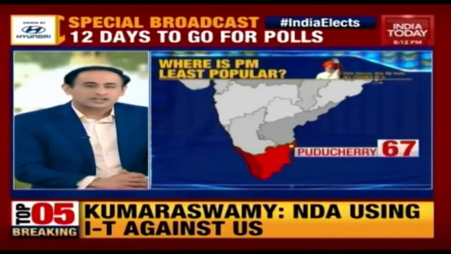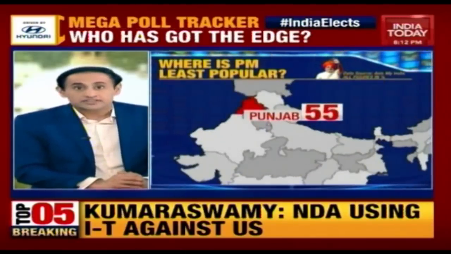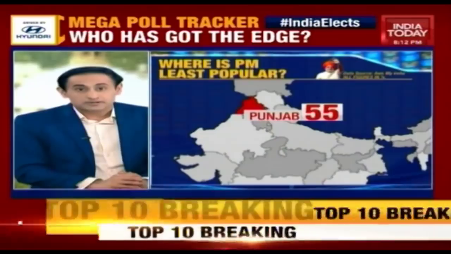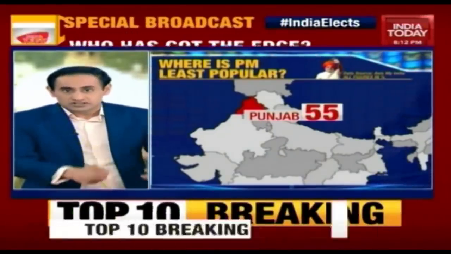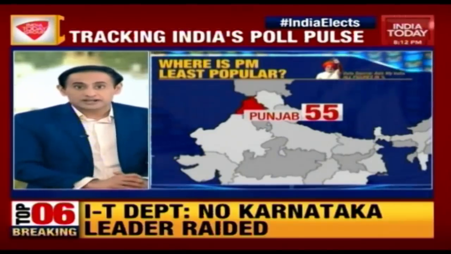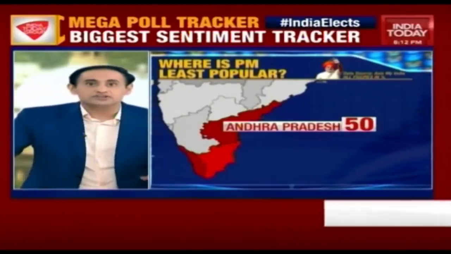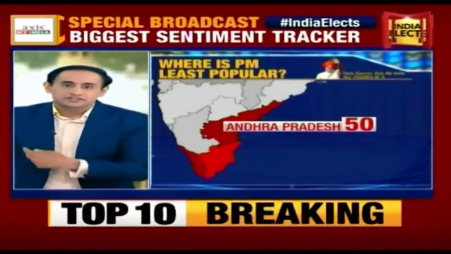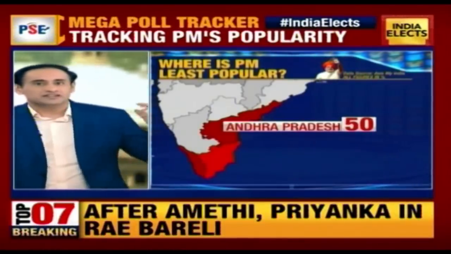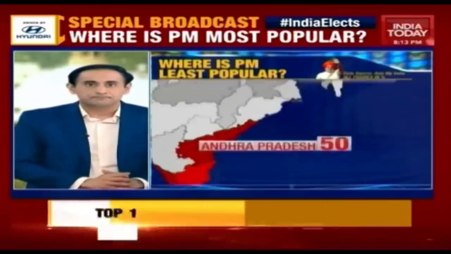Then there is Puducherry, but Puducherry is a small state. So let's just go straight up to Punjab. There is Punjab, where the BJP would have hoped that they'd do well. The Congress is entrenched there. It seems that's working well. The Prime Minister's unpopularity is quite high. After Punjab, there is Andhra Pradesh. And remember, in Andhra Pradesh, the TDP has been running a constant campaign against the BJP, saying that Narendra Modi let down the state on the issue of special status. So Andhra Pradesh is again a major area of concern.